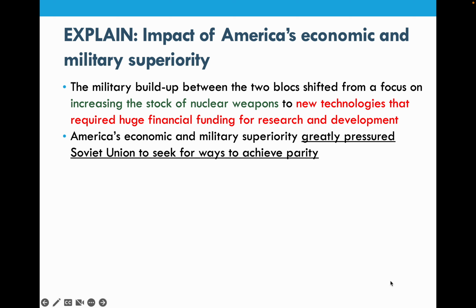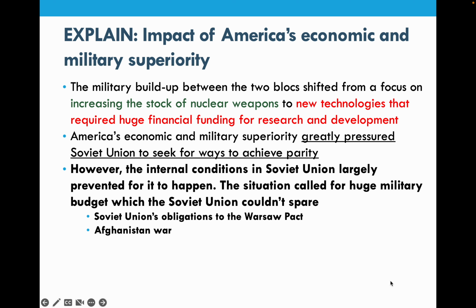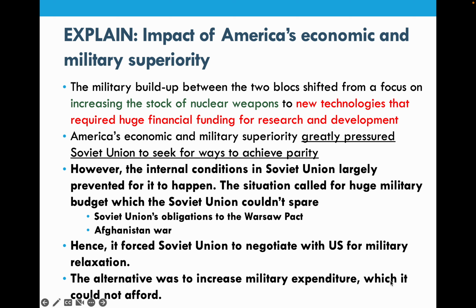So realize that America's economic and military superiority greatly pressured Soviet Union to seek ways to achieve parity, but the internal conditions in Soviet Union largely prevented it from happening because of its obligations to the Warsaw Pact and in the Afghanistan war, which we will cover later. Hence, this forced Soviet Union to negotiate with the US for military relaxation because the alternative was to increase military expenditures, and the Soviet economy really could not afford that.